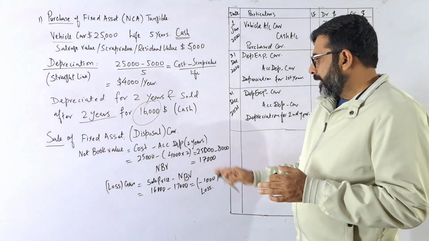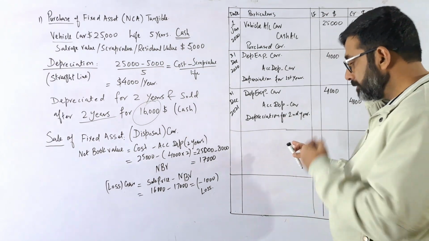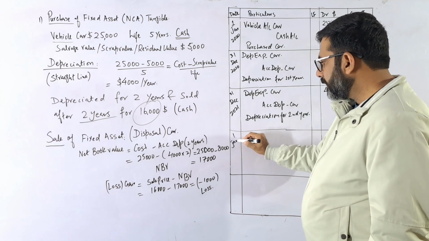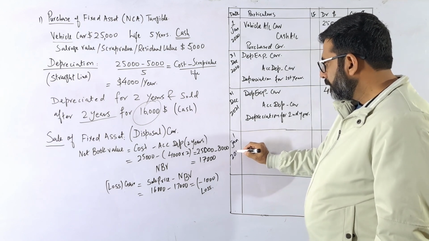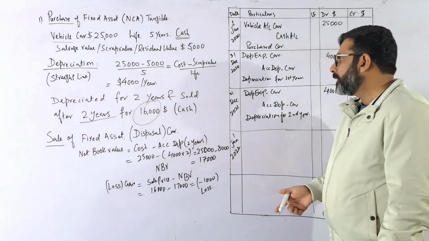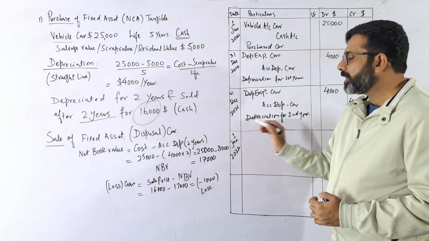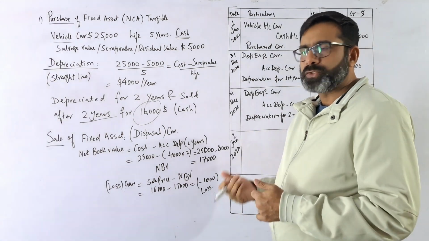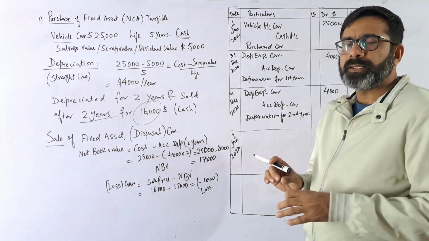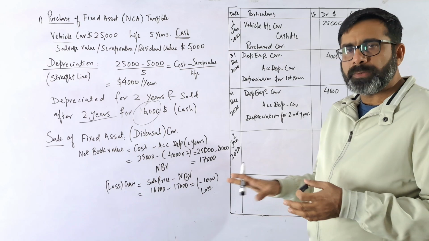Now, we have to write that in the books of account. Let's say it is sold on 1st January 2022. So the whole 2 years it is used, and on the very next day, on the first day of the next financial year, it is sold. So we are assuming that it is not depreciated for that year. So for 2022, there is no depreciation.